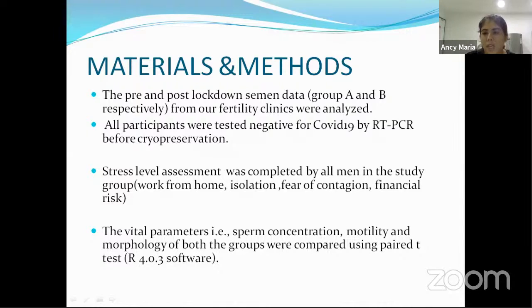We also did a small stress level assessment manually in all men in the study group, covering stress related to work from home, stress due to isolation or fear of infection, and any financial risk for them. All these questions were asked, and we marked it on a low, moderate, or average kind of level. Then the vital parameters, sperm concentration, motility, and morphology, of both groups were compared using paired t-test.